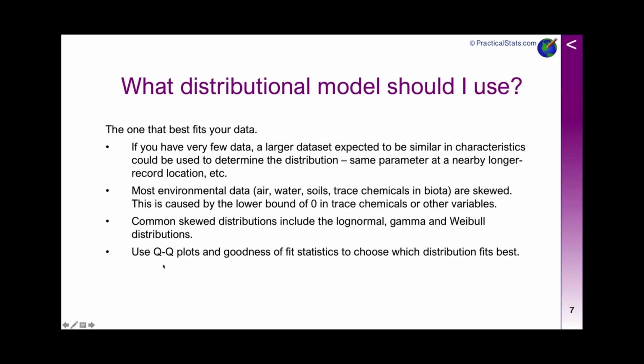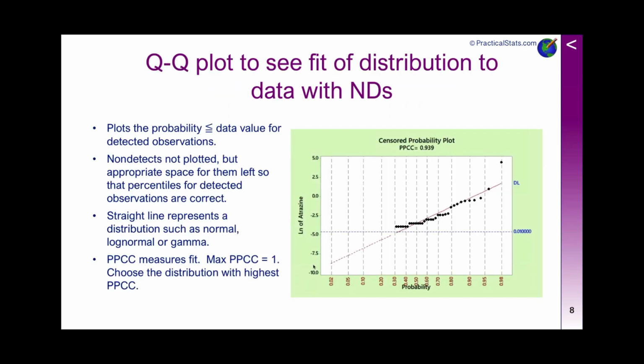So we can use some methods, graphical methods, like a QQ plot, also called a probability plot, and goodness of fit statistics, some numerical measures that tell us how well that distribution fits the set of data that you have, to determine which distribution to use. And you can do those kinds of things with censored data with Nondetects as well.